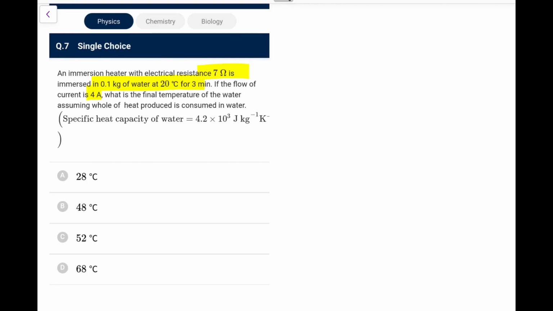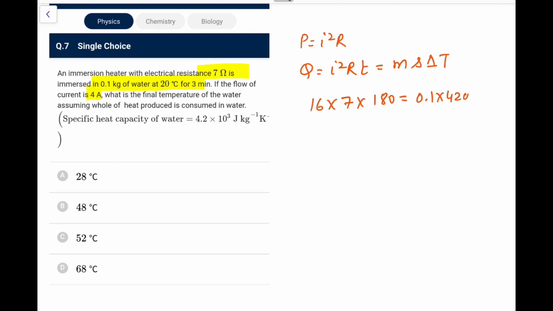Okay, if the flow current is 4 ampere, so power dissipated is I square r. So the total heat generated is equal to I square r into t, and that would be equal to m s delta t. So we have 4 square, that is 16, r is 7, t is 3 minutes, that means 180 seconds, mass is 0.1 kg, specific heat you know is 4200, delta t you have to find out.